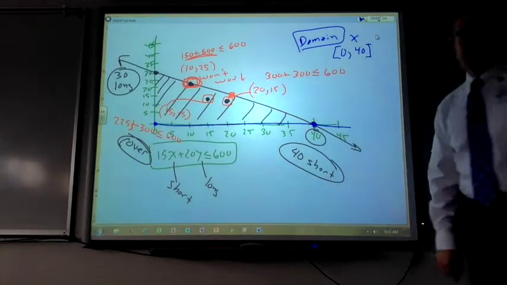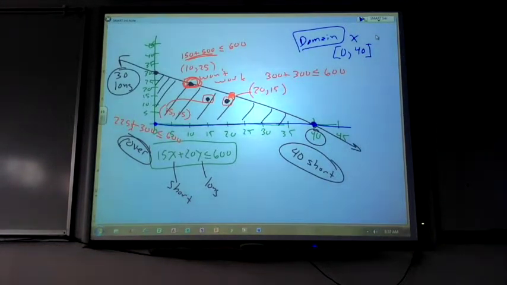Now, I have square brackets on this. Could I have zero of the X, which are the short commercials? Could I choose to do zero of them? Yes. I could. Could I choose to go all the way up to 40 of the short commercials? Yes. So I include my endpoints as a square bracket.